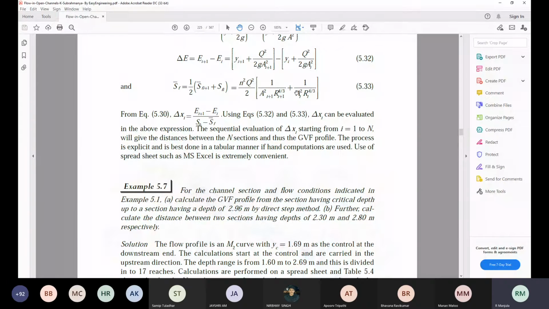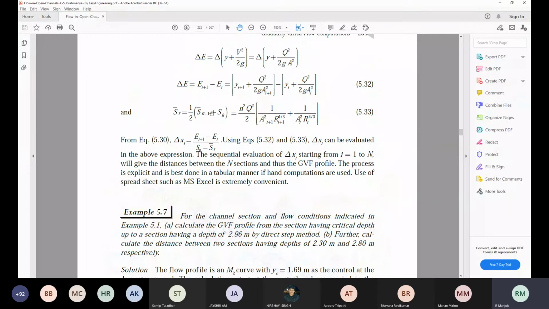Similarly here. Now substitute back, you'll be having delta xi is equal to, what is delta xi? Ei plus 1 minus Ei divided by S naught minus S bar. So now you know that S bar you have found out, S naught is known to you, Ei plus 1 minus Ei you have found out from this. So equation 5.32, equation 5.33 you are substituting and you are getting delta xi.